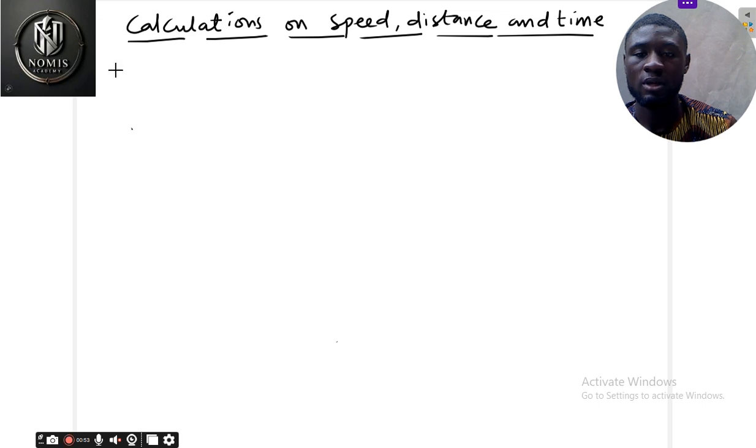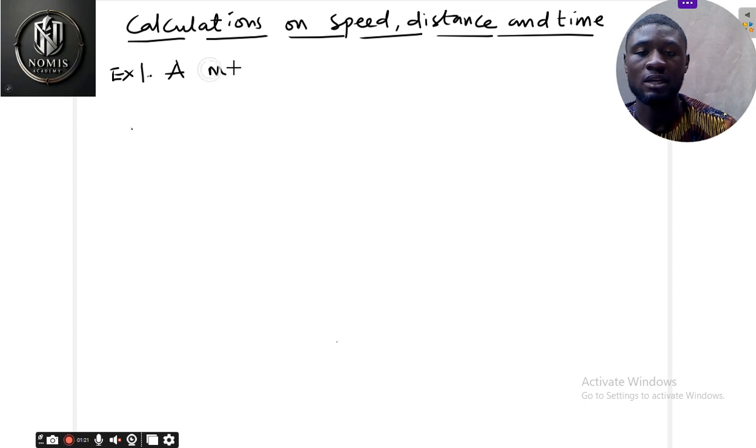Now, let's take some examples to exercise the calculations. But remember the formulas that we were able to derive from the previous video, that speed is equal to distance over time, and distance is equal to speed multiplied by time, and time is equal to distance divided by speed. So we'll be applying those formulas in the calculations that we're about to do in this video. So let's take an example.